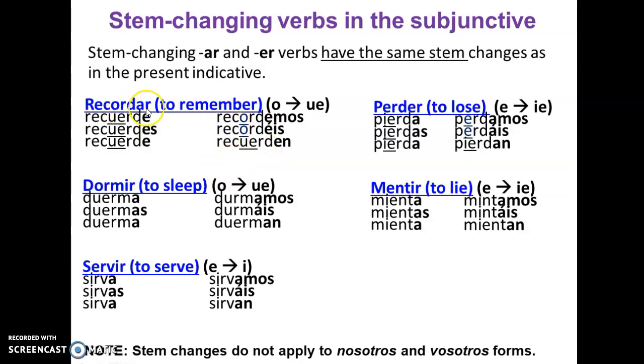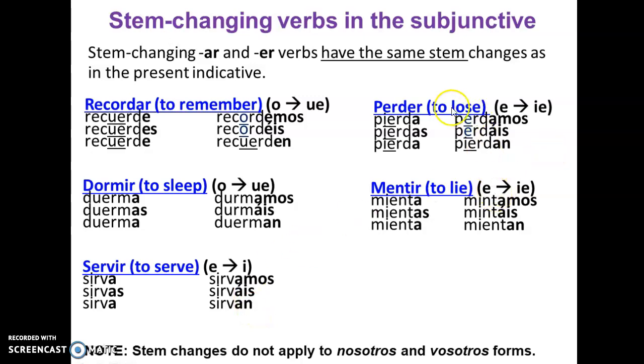Recordar, as we can see, that's the infinitive. Recordemos, recordéis. There's no UE here, see? Dormir, the same thing. Duerma, duermas, duerma, and then durmamos. This one changes a little bit more because it goes from O to U. Durmamos, durmáis, and then duerman again. See the change here, like that. And then E to I, servir. That one changes: sirva, sirvas, sirva, sirvamos, sirváis, sirvan.